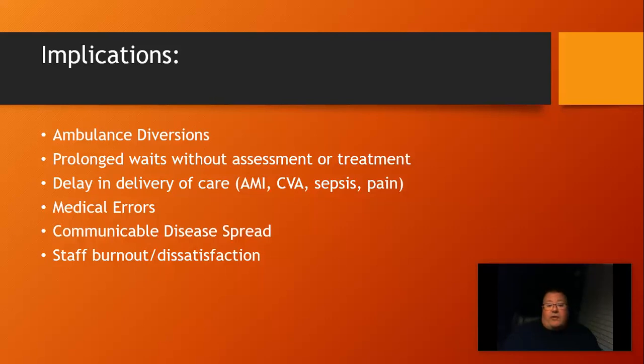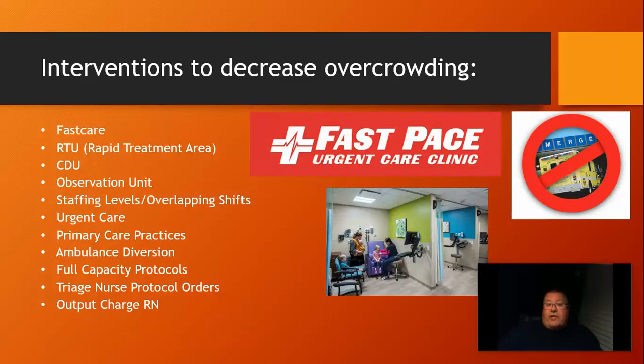Some of the interventions at LGH to decrease overcrowding: they have a fast care unit which functions sort of like a PCP office. They see minor illnesses and injuries such as lacerations, eye injuries, migraines, sprains, strains, and some fractures. Dental pain.